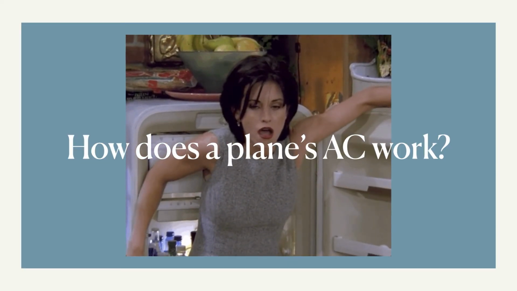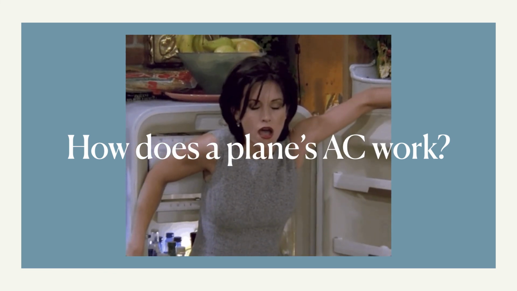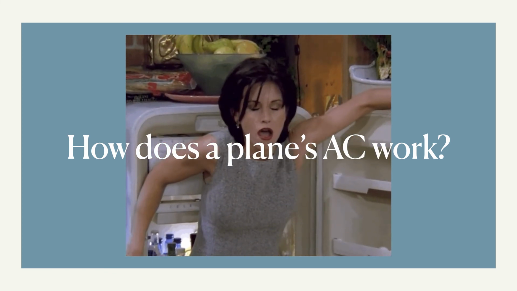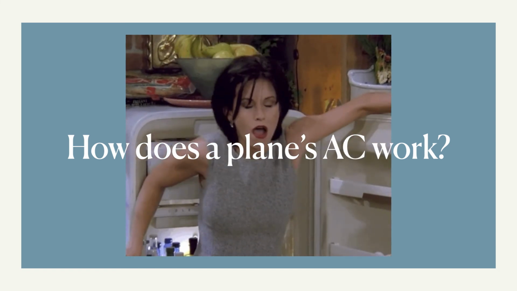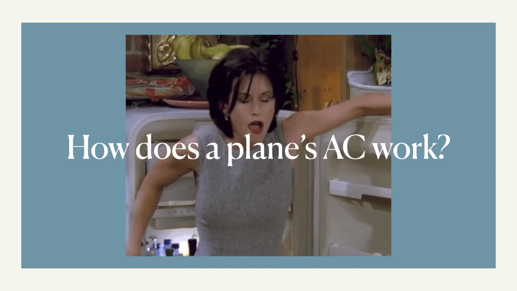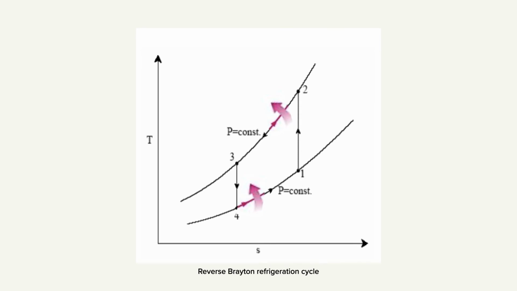Now, maybe the question regarding the working of a plane's AC has never crossed your mind, and I don't blame you, but stick with me here. I think that the working of a plane's air conditioning system is quite interesting. We already know that the engines of a jet work on the Brayton cycle. Well, the air conditioning system of a plane works on the exact reverse of that cycle, which is known as reverse Brayton cycle or Bell-Coleman cycle.